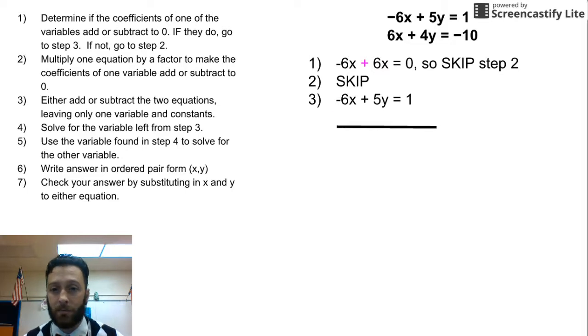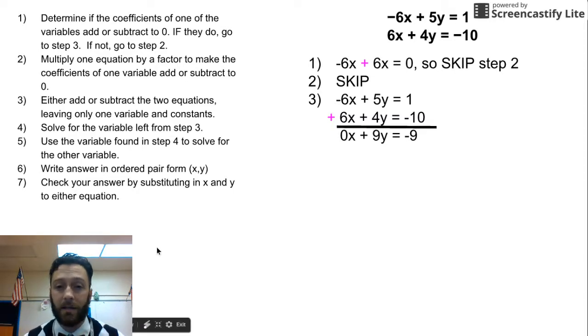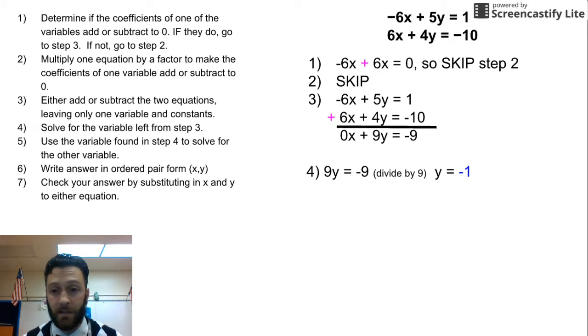-6 plus 6 equals 0. So I have plus 6 here. -6x plus 6x equals 0x. And then I've got 5y plus 4y is 9y. And 1 plus -10 is -9. That's the only new thing. From there, solve the equation. 9y equals -9. Divide by 9, you get y equals -1.